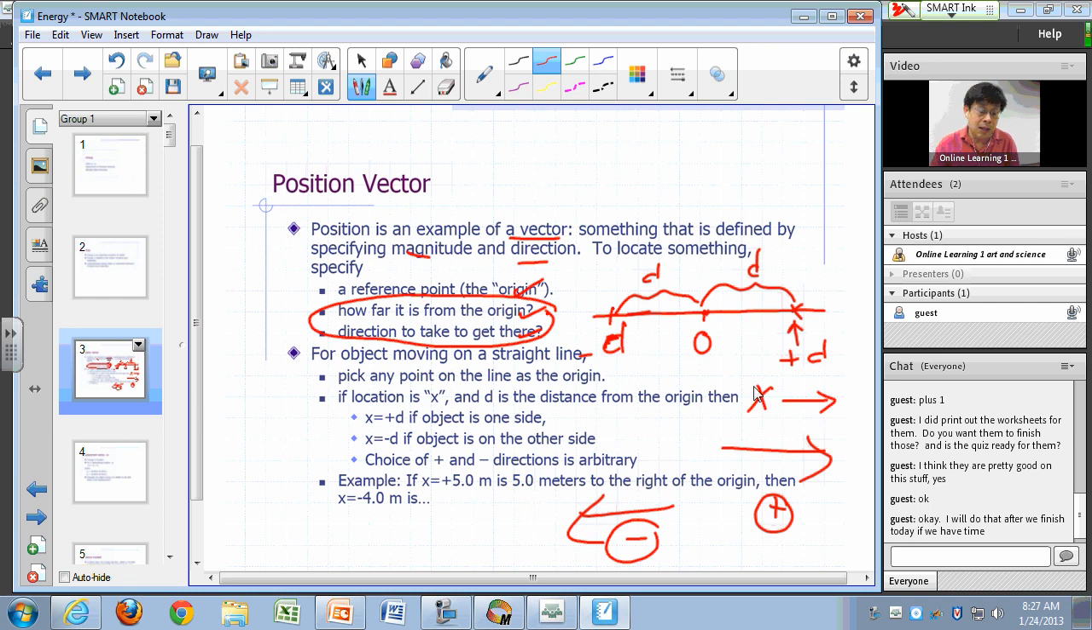Okay. So that's how you specify a location. You say how far, that's the distance, and which way. To the right, you give it a positive sign. To the left, you give it a negative sign.